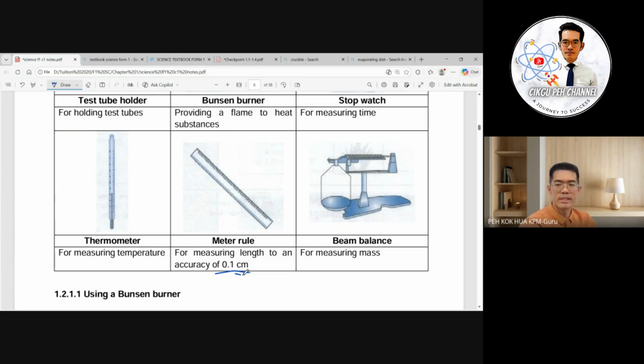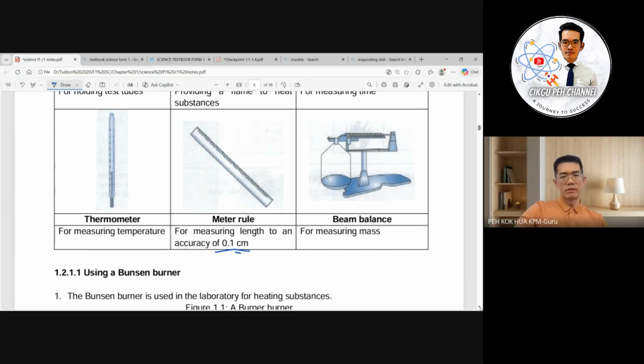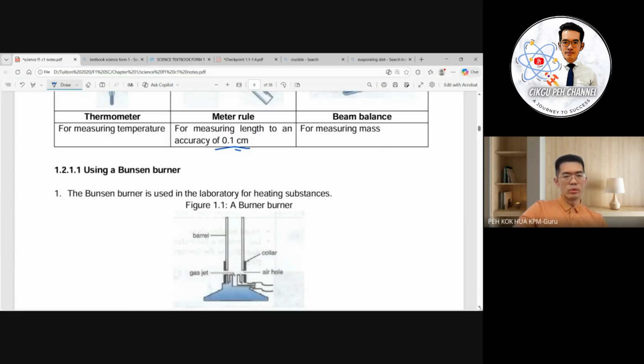Okay, then the last apparatus here we have beam balance. Beam balance is used for measuring the mass. Understand anyone? So this is an outline and function of the respective apparatus you need to memorize now. Okay, so now we go to.